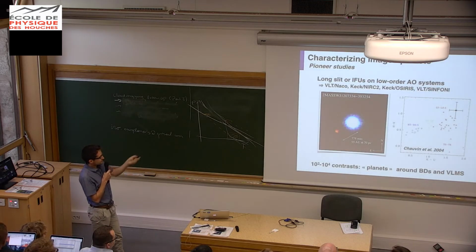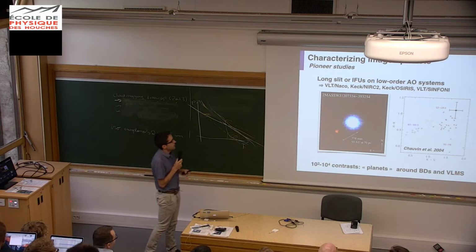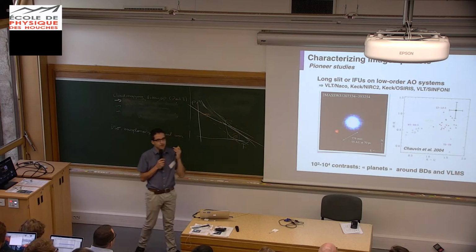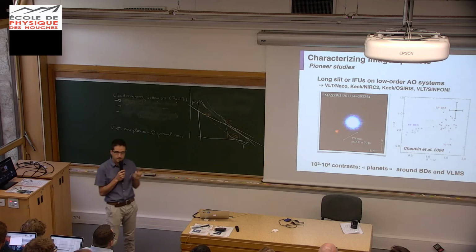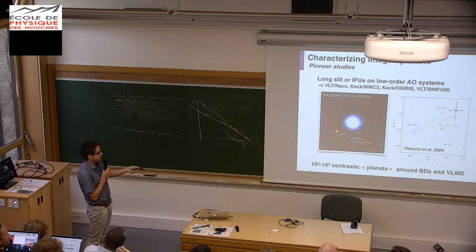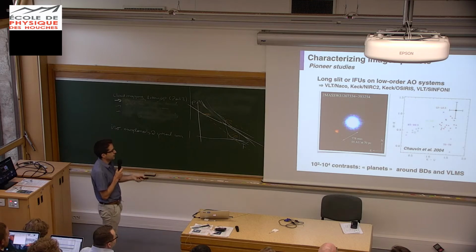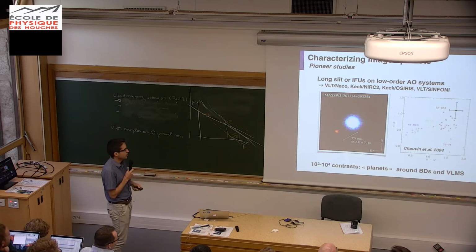So how do we study these objects? Actually, the first fundamental breakthrough result obtained with the direct imaging method was the discovery of this 5 Jupiter mass object around a brown dwarf in 2004. This was actually a discovery by the team in Grenoble.